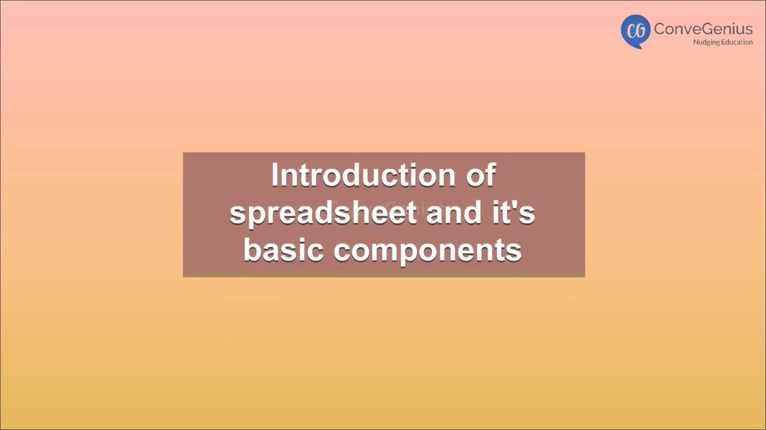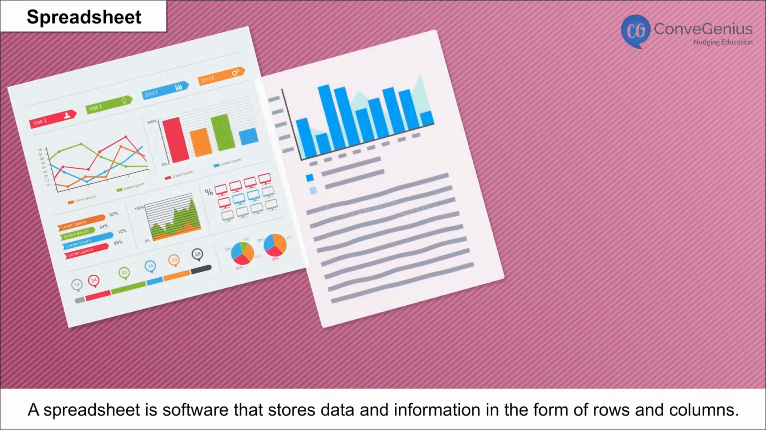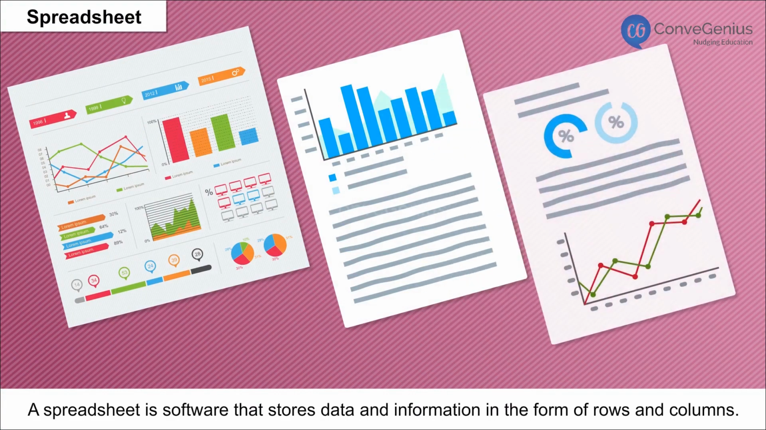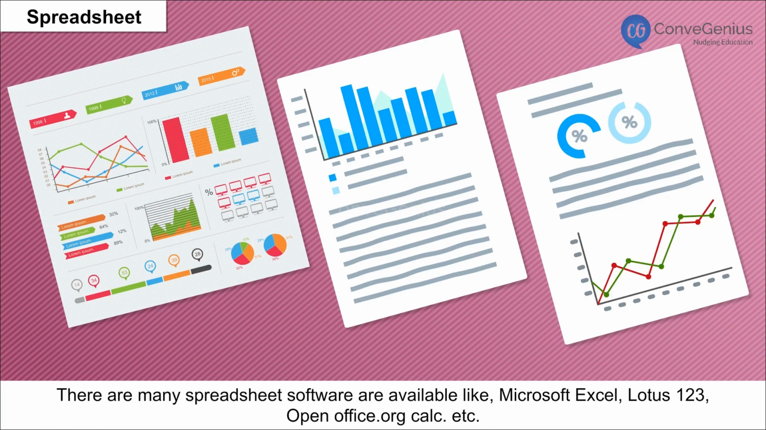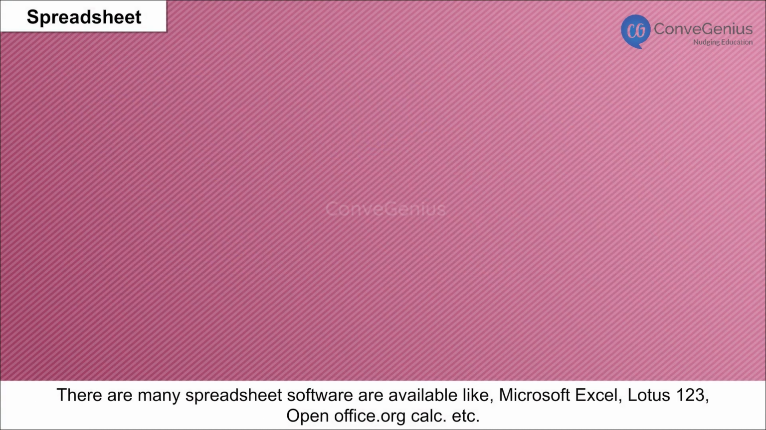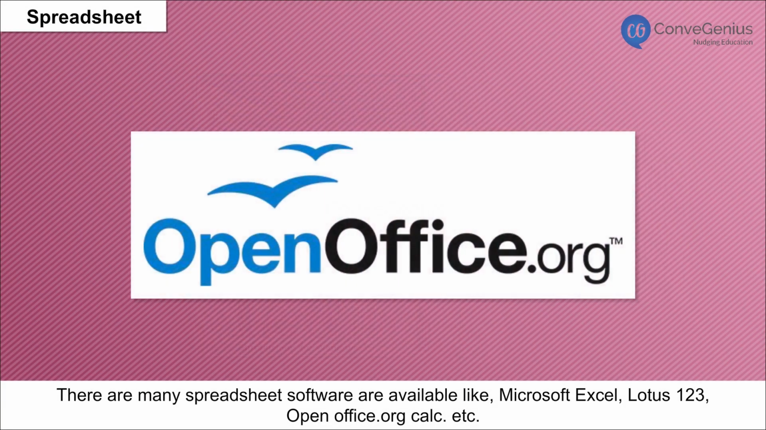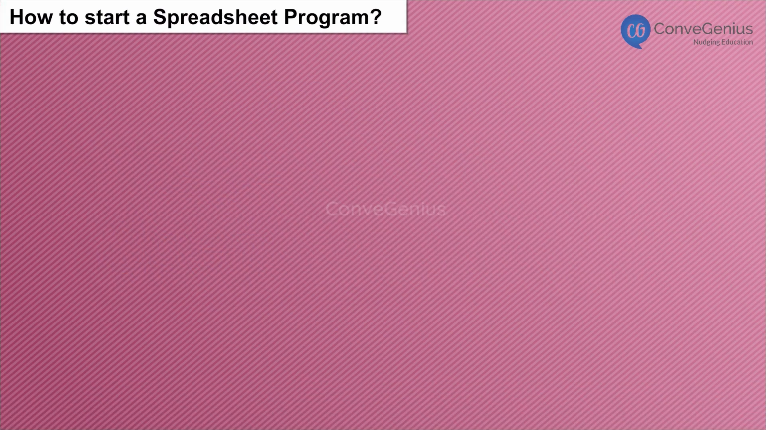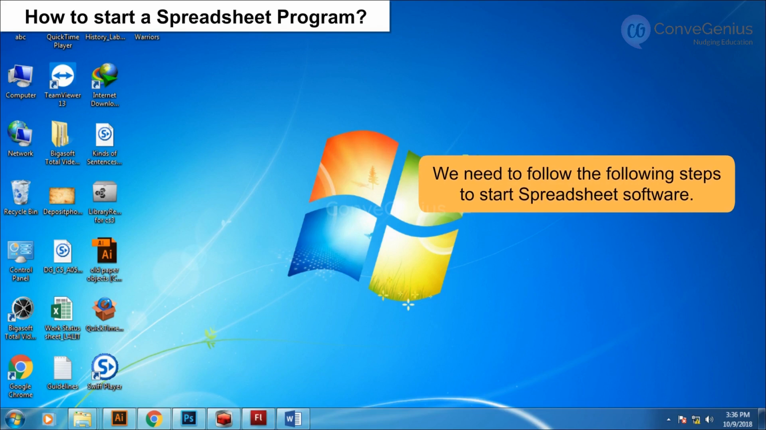Introduction of Spreadsheet and its basic components. Spreadsheet. A spreadsheet is a software that stores data and information in the form of rows and columns. There are many spreadsheet software available, like Microsoft Excel, Lotus 123, OpenOffice.org Calc, etc. How to start a spreadsheet program?